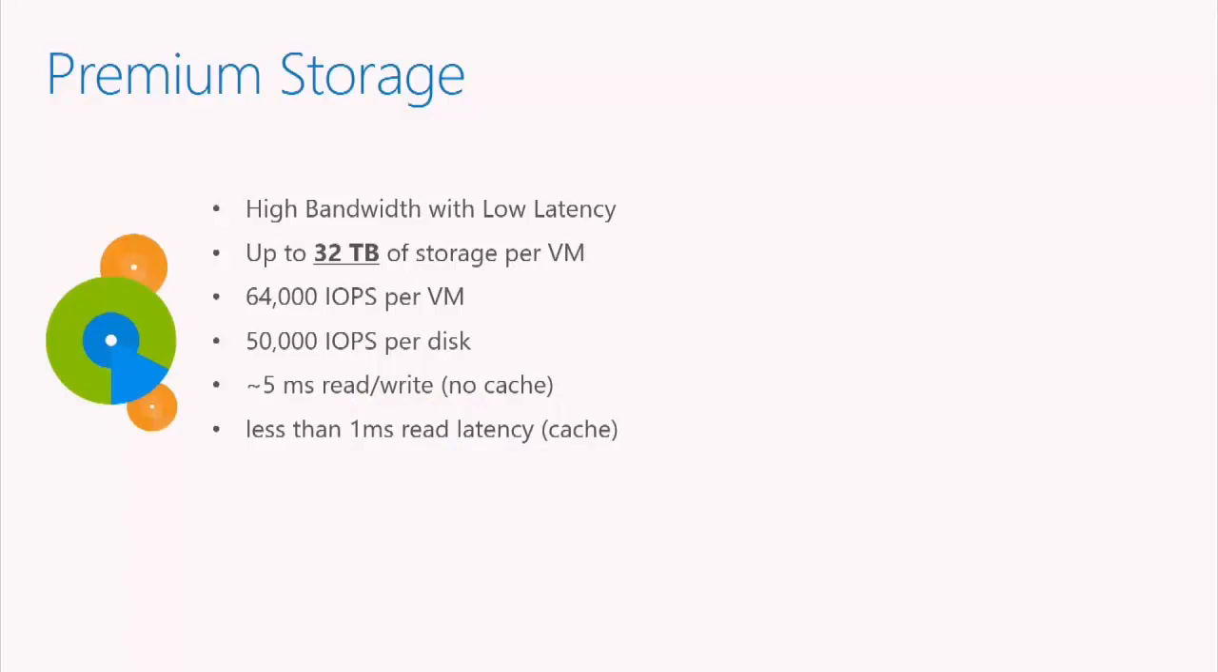And we mentioned premium storage. Premium storage is only available for virtual machines. Very high bandwidth, very low latency. This is the best storage hardware that's available within Azure. Up to 32 terabytes per VM, up to 64,000 IOPS per VM, and 50,000 IOPS per disk with incredibly low storage latency. Now, if you're running a VM, obviously, you don't want storage to be an issue, especially performance, and so that's what premium storage is.